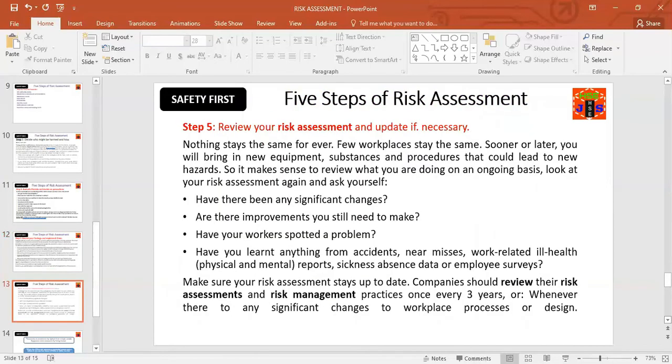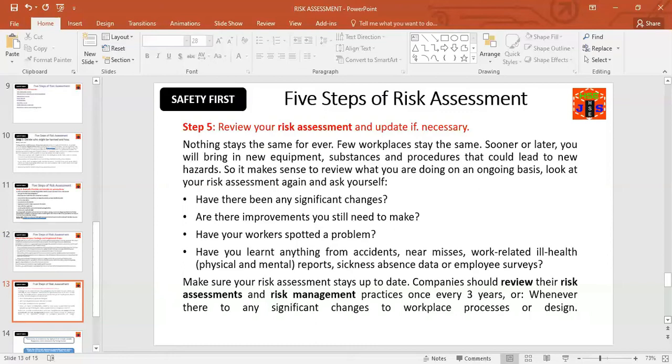Number five, review your risk assessment and update if necessary. Nothing stays the same forever. This is a universal truth. Few workplaces stay the same. Sooner or later, you will bring in new equipment, substances, and procedures that could lead to new hazards. So it makes sense to review what you are doing on an ongoing basis.